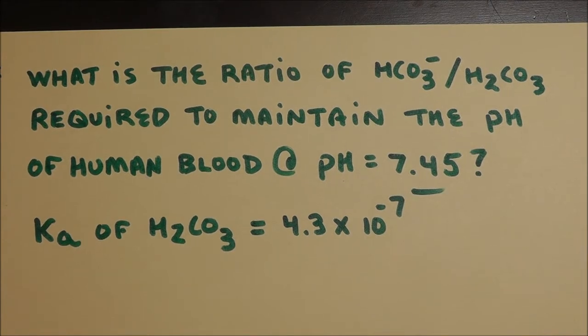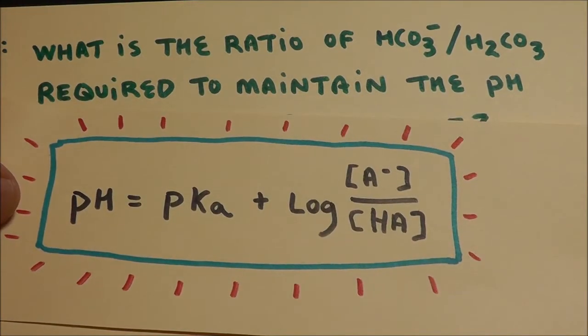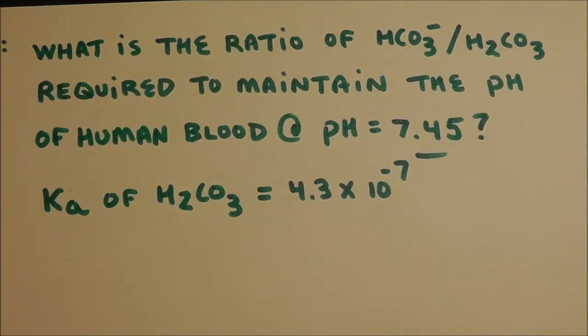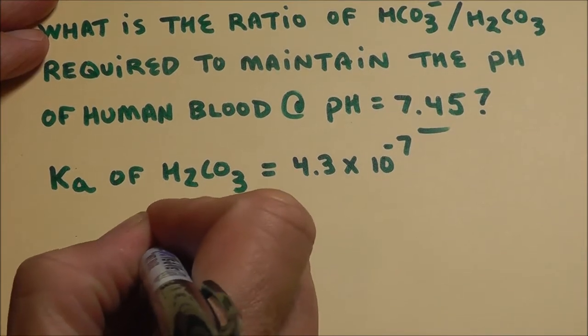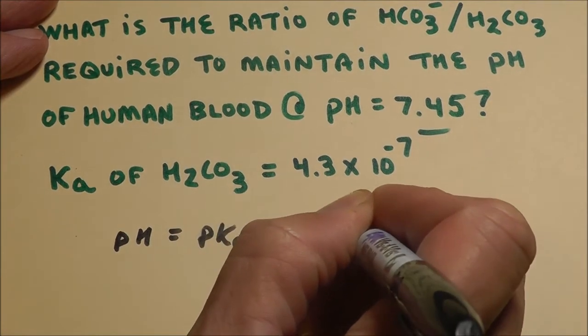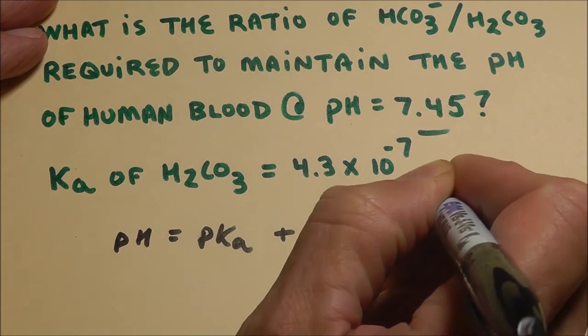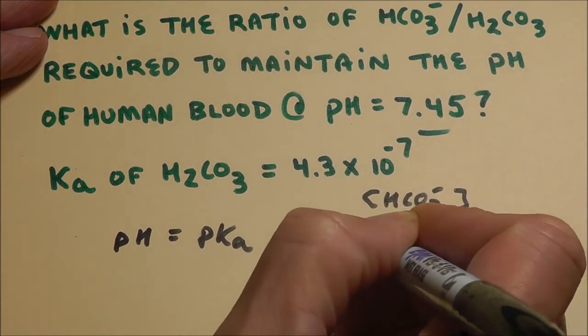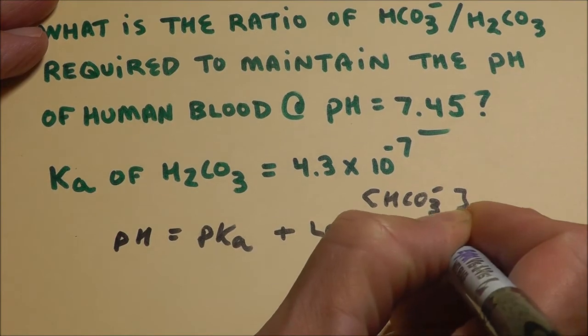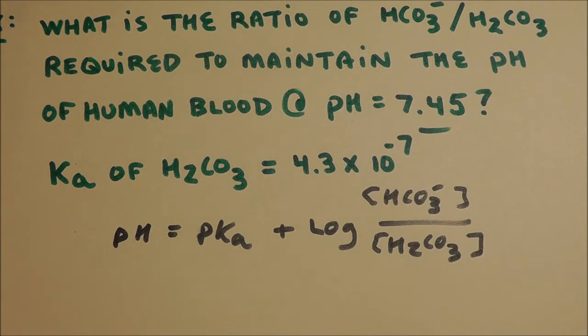And so I looked up the Ka of H2CO3, and we're going to use the Henderson-Hasselbalch equation, where I'm going to write this down, except I'm going to put the individual components in it. So pH equals pKa plus log of HCO3 minus divided by H2CO3. It's always the thing with more H's on the bottom and the thing with less H's on the top.